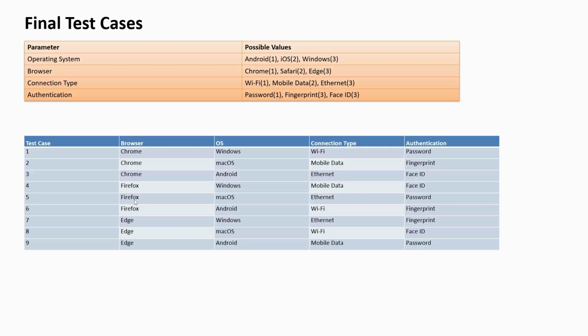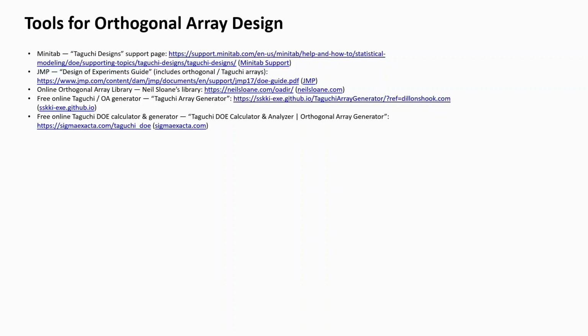If you don't use the orthogonal array technique, you would end up testing all 81 combinations. With the orthogonal array, we have 9 test cases that give complete coverage without any compromise in quality. So the number of test cases is significantly reduced from 81 to 9. You can also use online tools to derive the test cases using the orthogonal array technique. I have noted down some of them. I will also put them in the description section of my video.